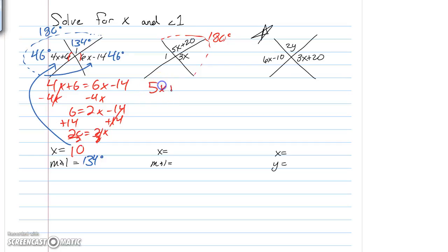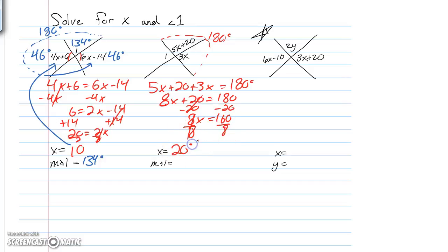So we have 5x plus 20 plus 3x. Those together make 180 degrees, or that's a linear pair. So 5x and 3x is 8x. Subtract 20. 8x equals 160. So we get x to be 20 degrees.